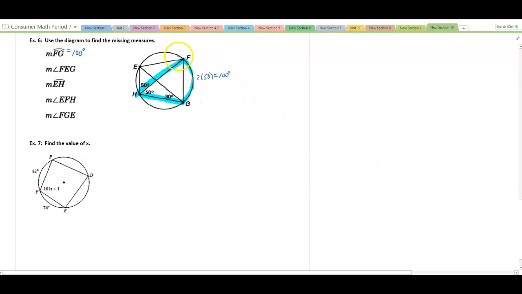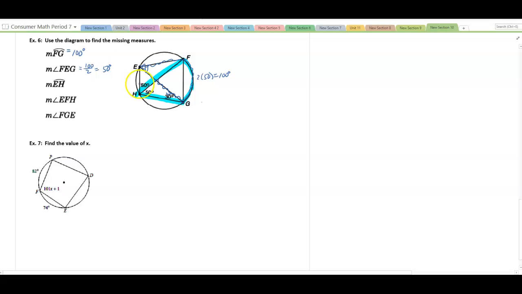Now angle FEG, that's this angle here. If I trace these lines down, I see that it intercepts the same arc. So remember, the angle is half the arc. So if that arc is 100 degrees, I'm going to divide it by 2 to get that angle is 50 degrees.